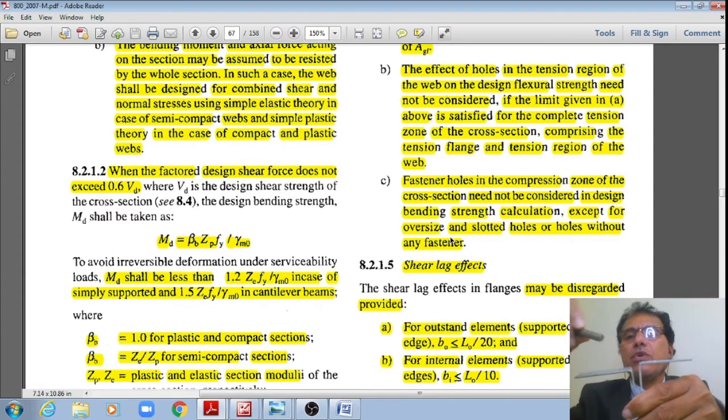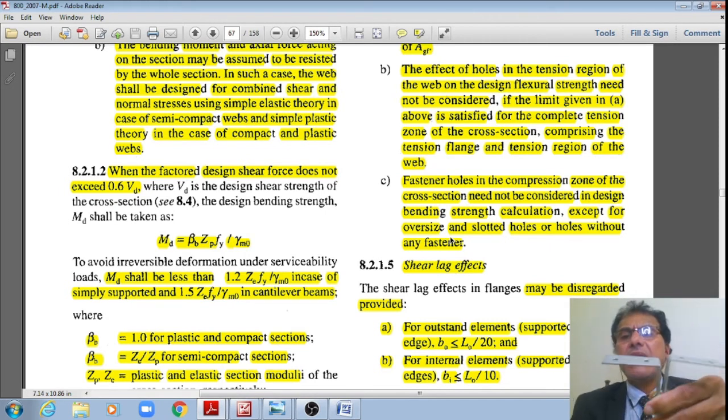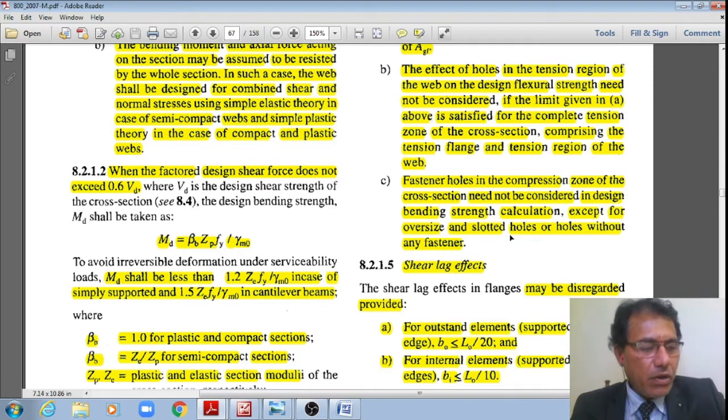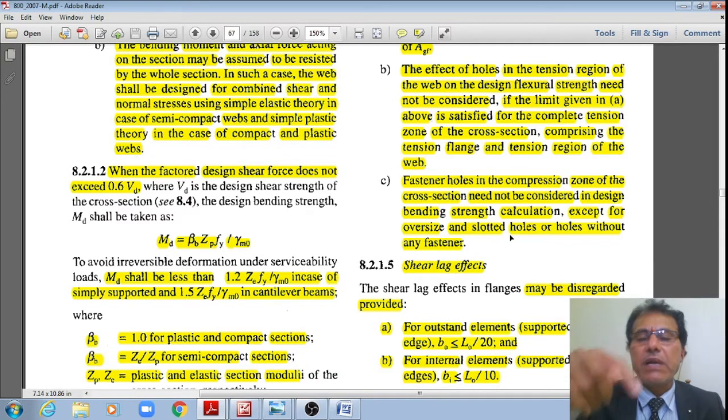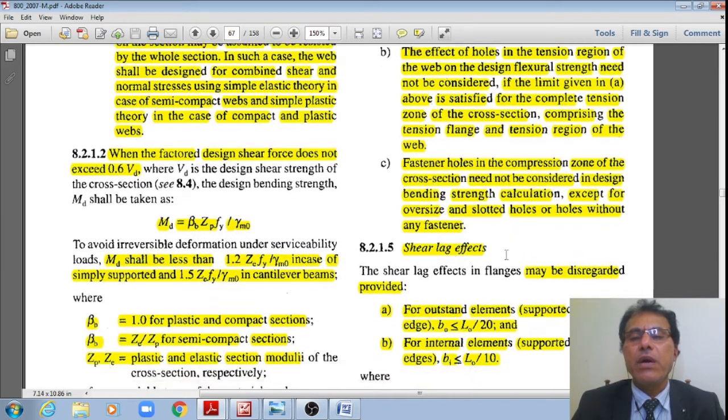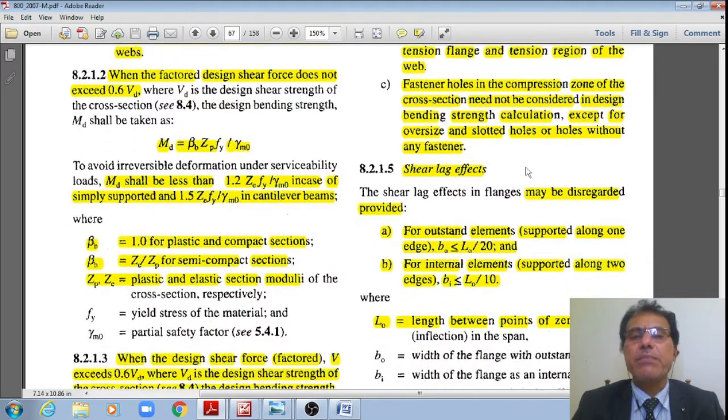If all this is the compression zone, the fastener holes need not be considered in the design bending strength calculation, except for oversized or slotted holes or holes without any fastener. Let us say I am not providing any fastener there, then you deduct that area. However, generally if you provide a fastener, a bolt, it will cover that whole area, hence no deduction needs to be done. That is about the holes in the tension as well as compression zone.